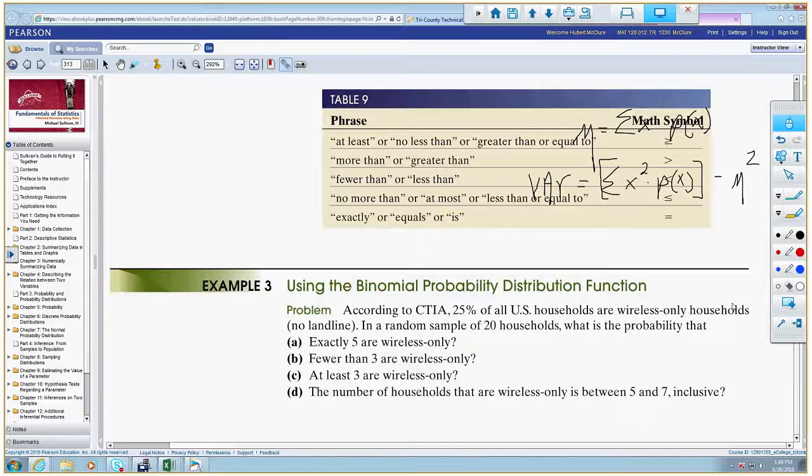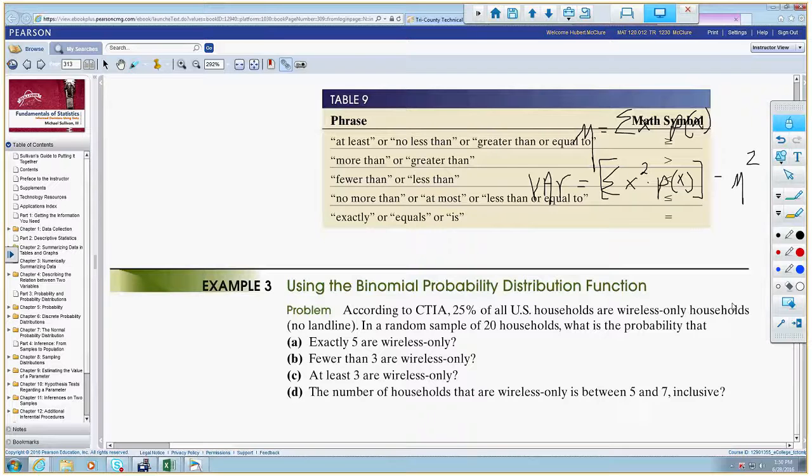So somebody type in 20, or do your binomial PDF, and then do 20, comma, 0.25, comma, 5. And that's your answer. Should be like 0.20 something. Huh? 0.202. That's it. 0.202. That's good. Thank you.